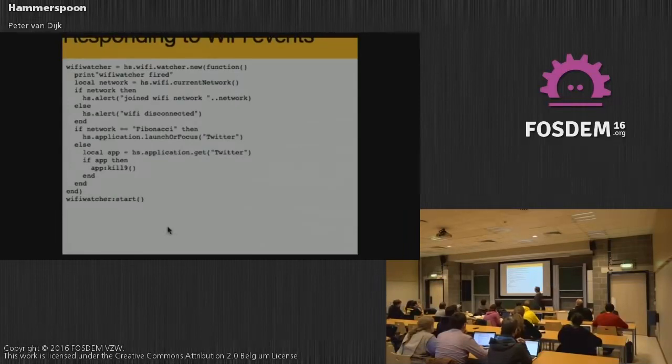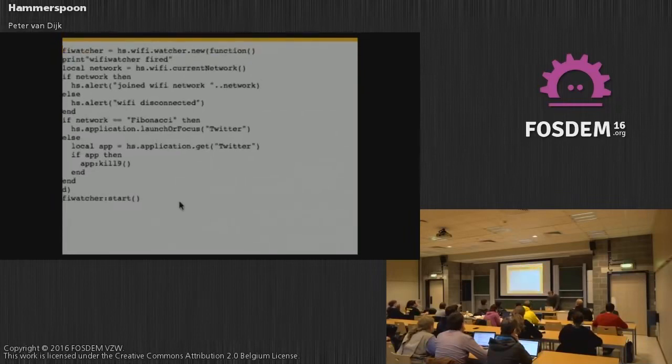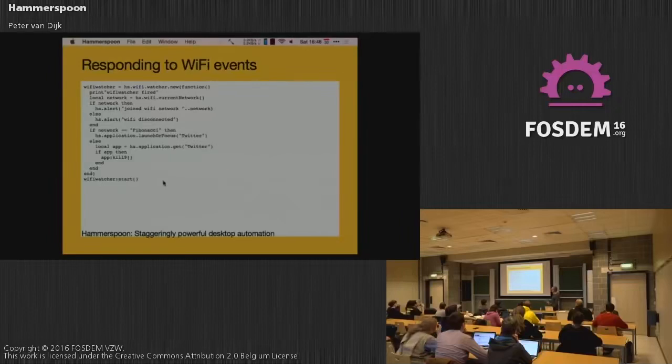So we can alert Wi-Fi disconnected, and otherwise you can say we joined the network. And then you can say, well, this is my home network, so please launch the Twitter app. Or this is not my home network, please kill it, because I don't want all the alerts. I don't want it to sit there streaming, consuming data, etc. So this is an idea of what you can do, but you can of course do many more things.